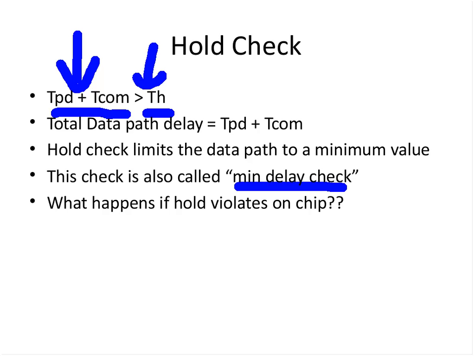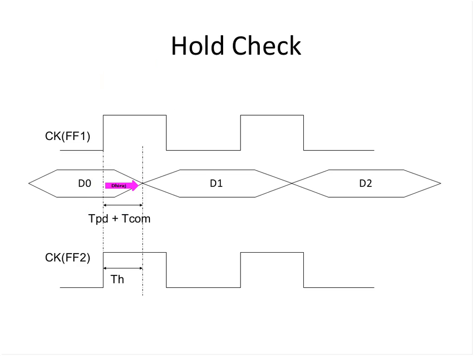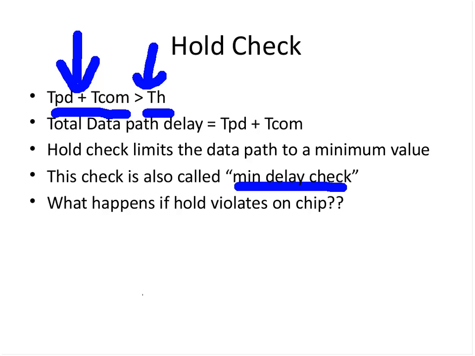Now if we combine both setup and hold equations, we see that path delay TPD plus TCOM remains the same. The maximum value is TCK minus TS, the minimum value is TH. So for every timing path, you will see in the timing reports that there is a maximum value and a minimum value. Setup check is also called a max delay check, hold check is also called a min delay check.